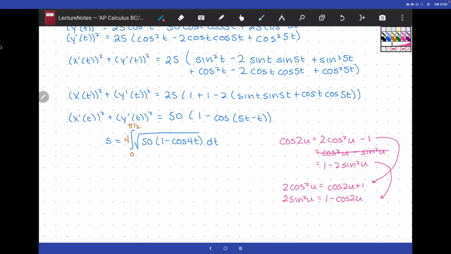And when we go back in here, we got the 50 still. I'll put the square root on. So instead of u, we have 2t. Because if u was 2t, that would be cosine 4t, which is what we have. So that's going to be times 2 sine squared 2t.